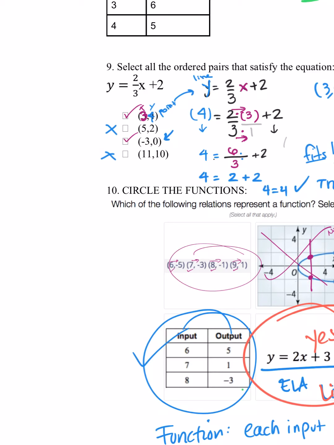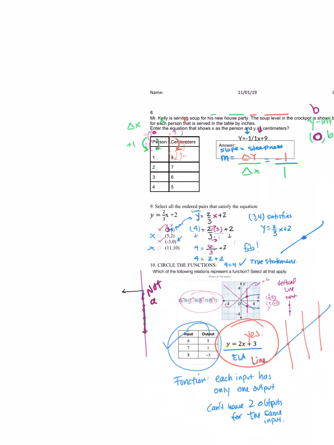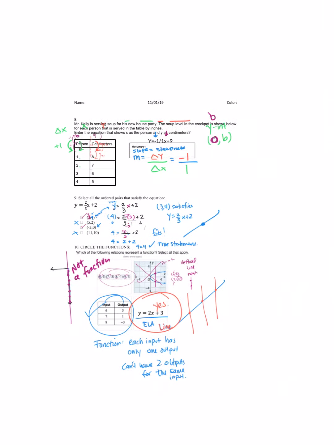And then I'm going to ask you, hey, is that a function? What if your line looked like that? Is that a function? No, because if you do a vertical line test, it touches there and there and there and there and there. So this is not a function. It fails the vertical line test. Alright.